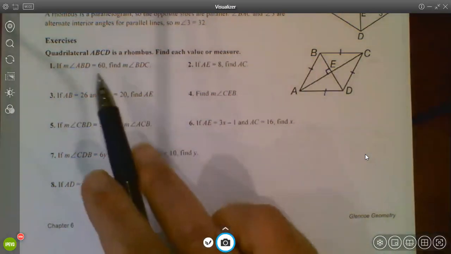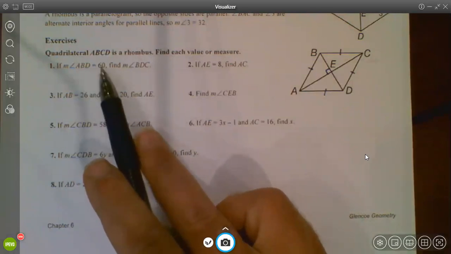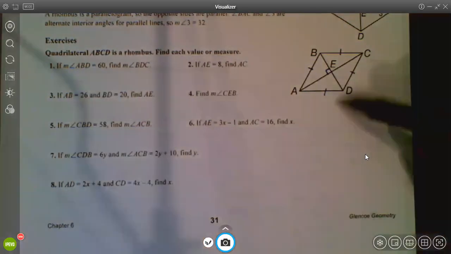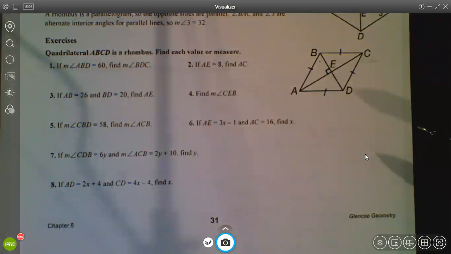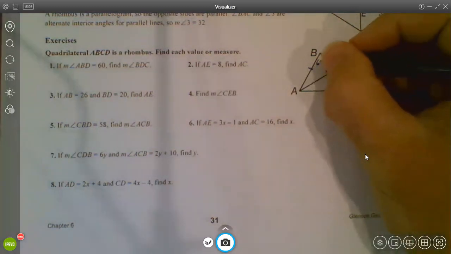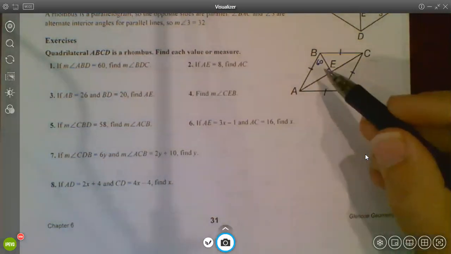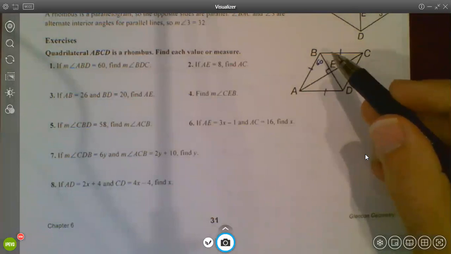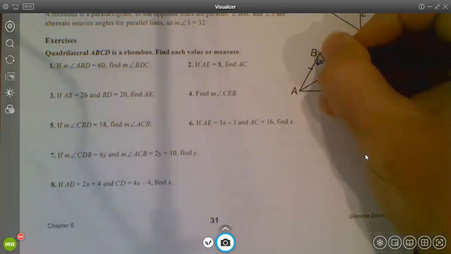So we're going to start out with number one here. So if measure of ABD is 60, ABD would be this guy right here. So if he's 60, what else do we know? Right? So remember, first of all, we know these angles were bisected. So if he's 60, so is he.